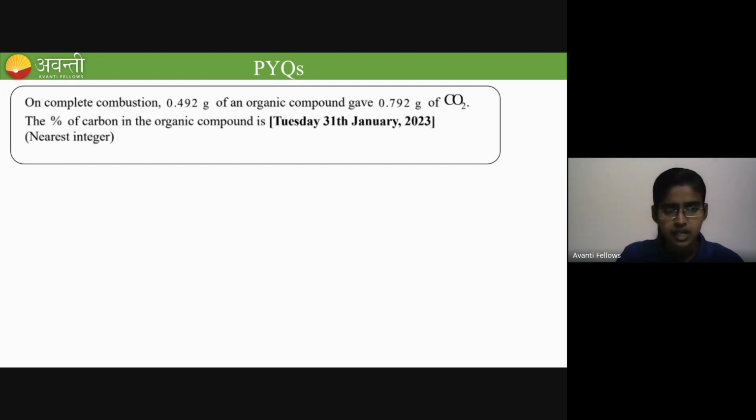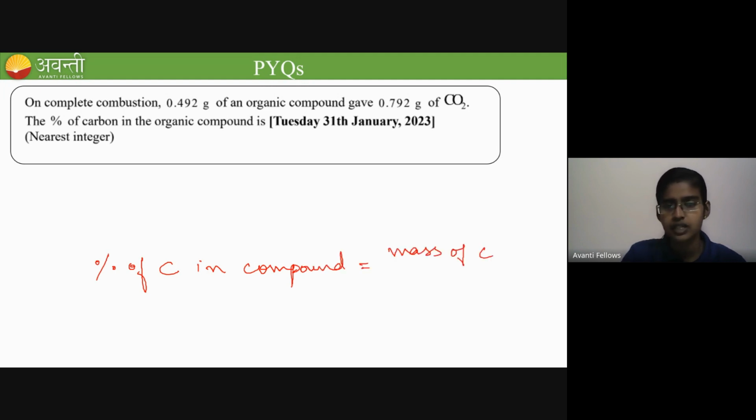So, the formula to find out the percentage of carbon in the organic compound is equal to the mass of carbon divided by the total mass of the organic compound into 100. Okay. So, we have the total mass of an organic compound. This is the total mass. But we don't have the mass of carbon. So, we have to find out the mass of carbon, right?